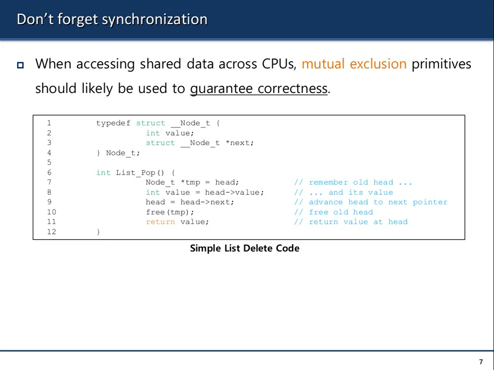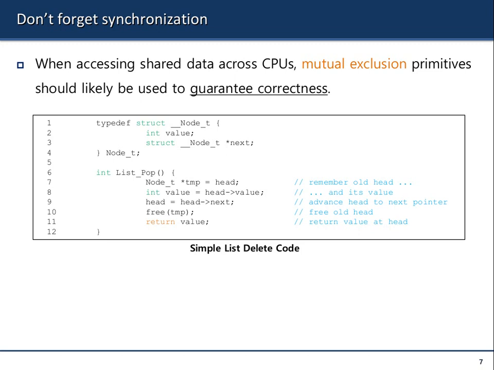When accessing shared data across CPUs, mutual exclusion primitives should likely be used to guarantee correctness. If you read the Java API or any library, do you see requirements like "thread safe"? Vector is a thread-safe collection, while LinkedList is not thread safe in Java, okay?